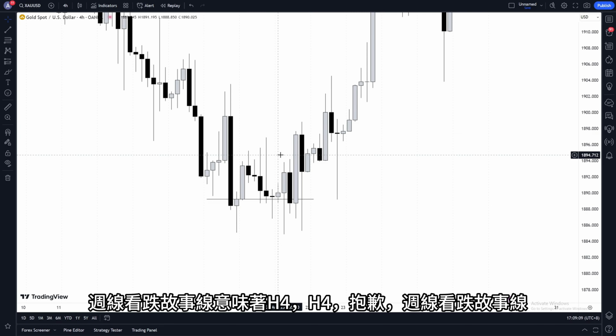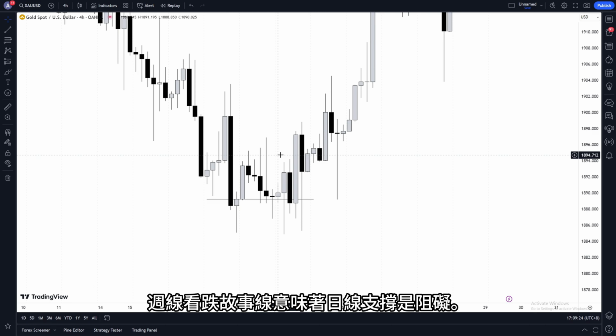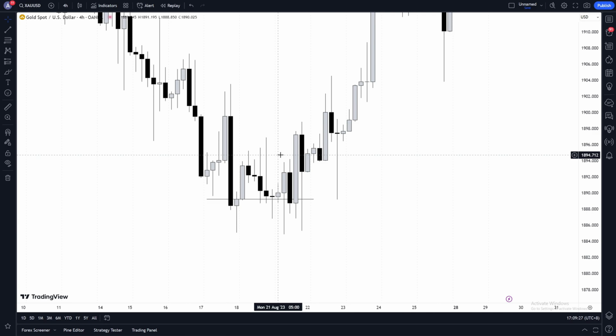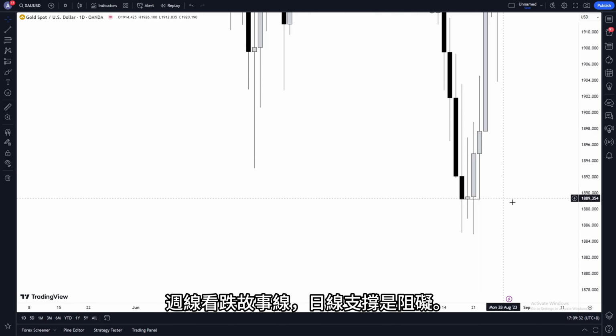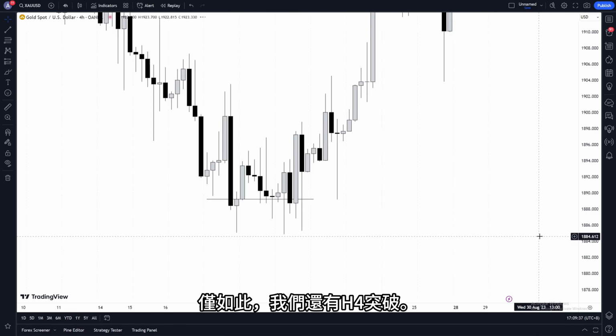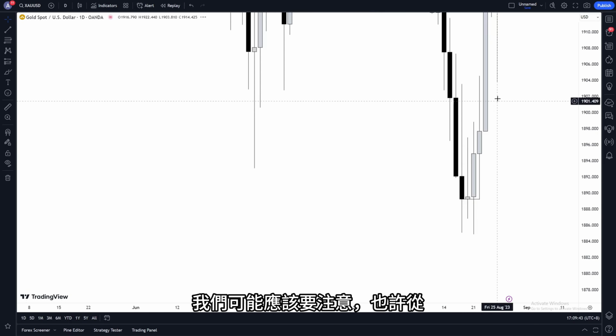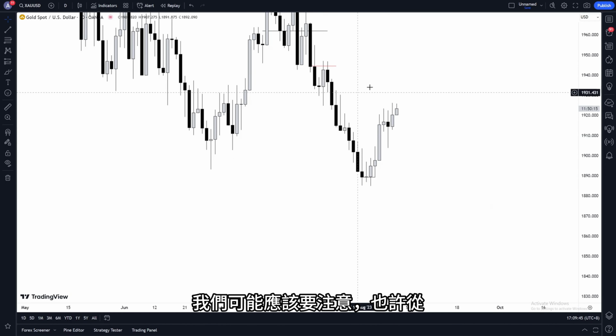We have a weekly bearish storyline. Weekly bearish storyline means daily obstacles. I'm going to say this again. Weekly bearish storyline means daily support is the obstacle. And now we have created a daily support. Weekly bearish storyline, daily support is the obstacle. We have created a daily support, daily reject daily. Not only that, we had a H4 breakout. This means daily bullish storyline in the midst of the weekly. We should probably be aware.